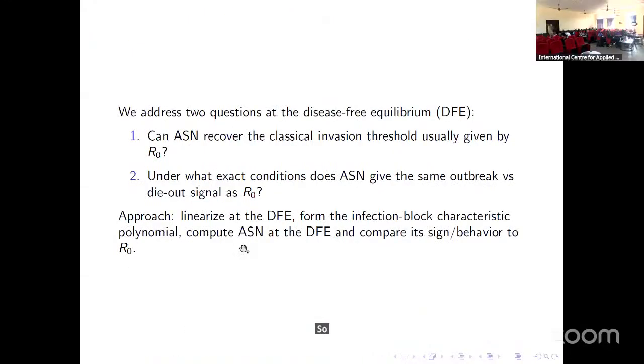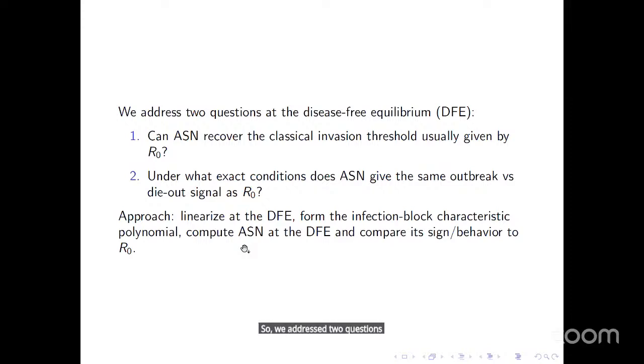So we addressed two questions at the equilibrium point. The first one: can the orthogonal strength number recover the classical threshold, usually given by R0? So can the orthogonal strength number recover the classical case, which is the reproduction number R0? And the second question is, under what exact condition does the orthogonal strength number give the same outbreak or die out signals as R0?